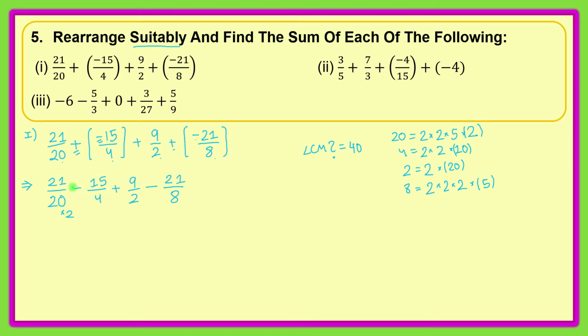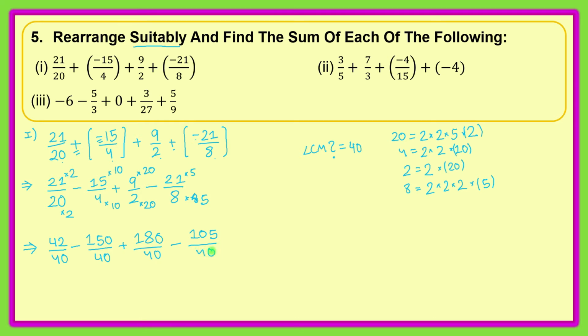If I multiply the first fraction by 2 upon 2, what we will have here is 42 upon 40. Then we have minus 15 upon 4, and I am going to multiply by 10, so the numerator will also get multiplied by 10. So we have minus 150 upon 40. Then we have plus 9 upon 2. If you multiply 2 by 20 in both numerator and denominator, I am going to get 180 upon 40. And lastly, we have 21 into 5, 8 into 5. So we will have 105, because 21 into 5 is 105, 105 upon 40.